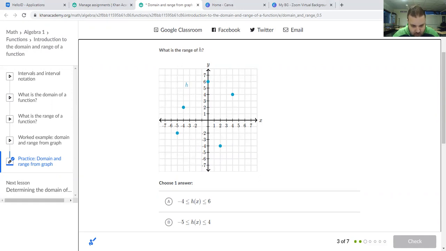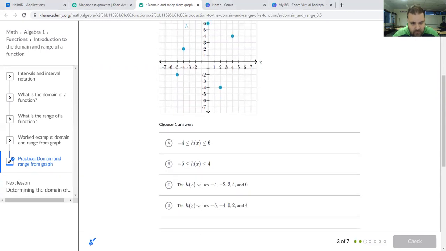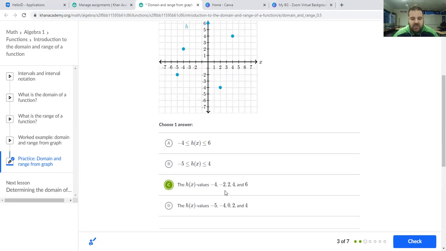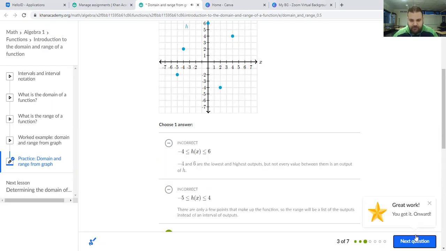It's -4, -2, 2, 4, 6. Talking about y values, right? It's those values there. The h of x, which is the output values, -4, -2, 2, 4, and 6. Those are the outputs. Those are the range of that function.